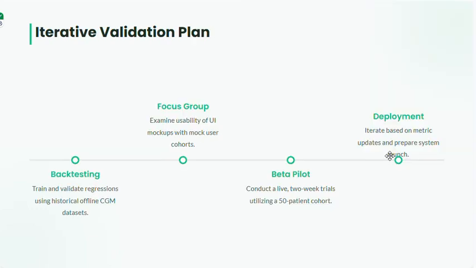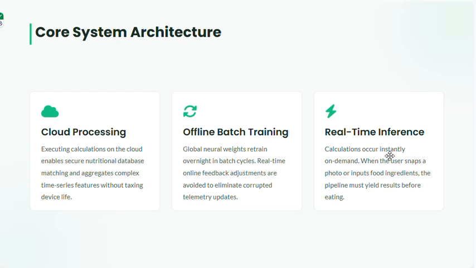Now, this is the validation plan that I'm aiming for. There will be backtesting, a focus group, a beta pilot, and deployment. In the focus group, we are going to examine the usability of user interface mockups. In the beta pilot, we'll conduct a live 2 week trial, and then deployment, of course. So the elements of system architecture include cloud processing, offline batch training, and real-time inference. These are taken from module 4 of the course that we have studied.